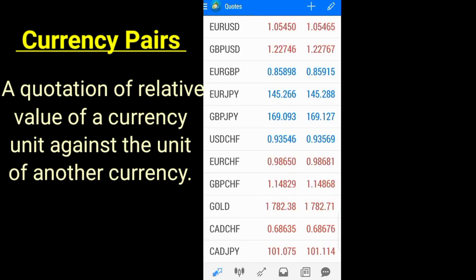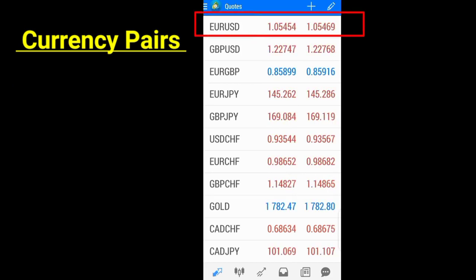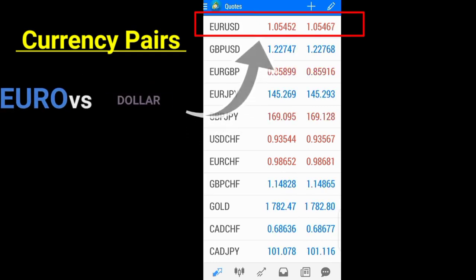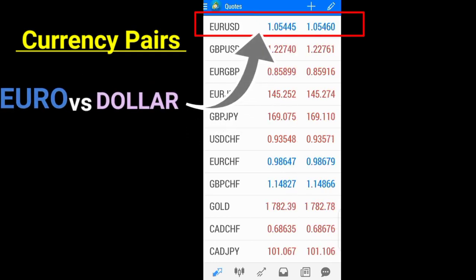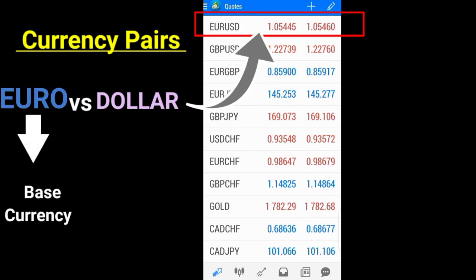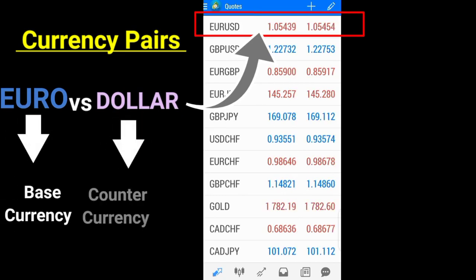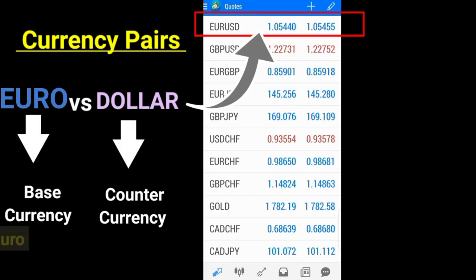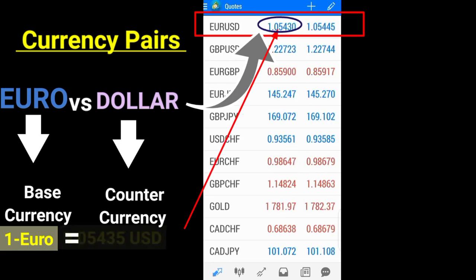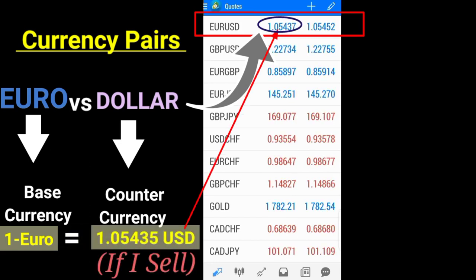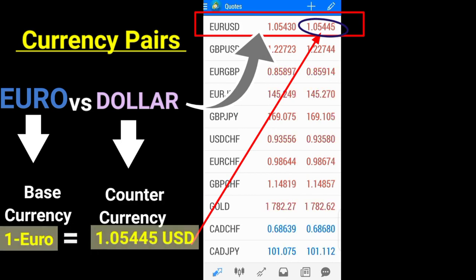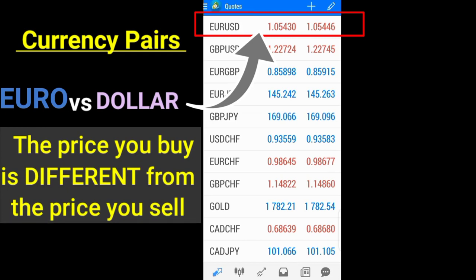Okay, so now let's take this first pair, for example, the euro versus dollar, that is EUR/USD as it is called. The first currency here is called the base currency, and the second currency here is called the counter currency. What it's telling us is that 1 unit of the base currency, which is euro, is equivalent to this value, 1.0543 US dollars, if I want to sell. That is the bid price, and if I want to buy, it will be this value, 1.0544 USD. So the price you buy is different from the price you sell.